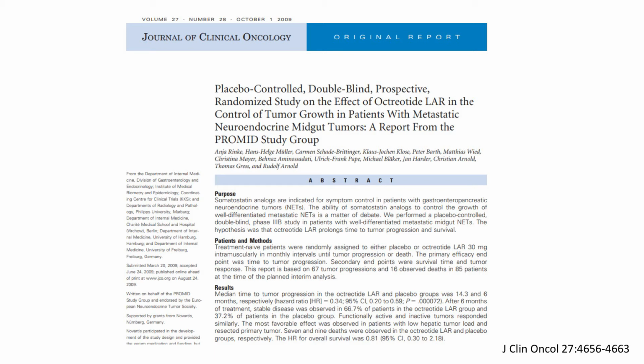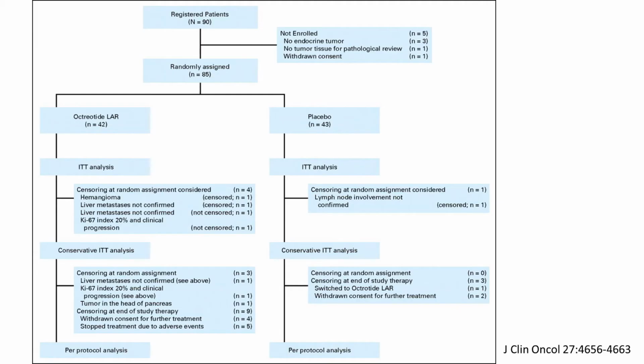It's the PROMID study, and was the first study that looked at comparing a placebo versus the octreotide treatment that we often use now in controlling the growth of cancer with neuroendocrine tumours. When we looked at that study, this is a CONSORT diagram, and it tells us that they split the people into placebo or people getting octreotide, and it tells you what happened to them. It's a way we look at reading our papers. I don't expect you to pay too much attention to it.